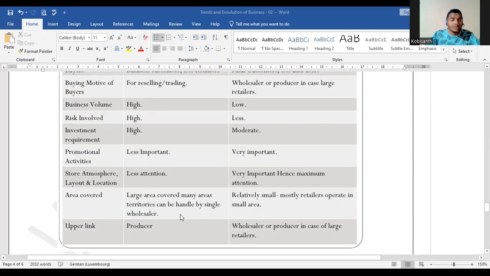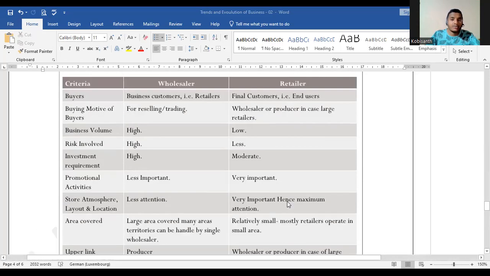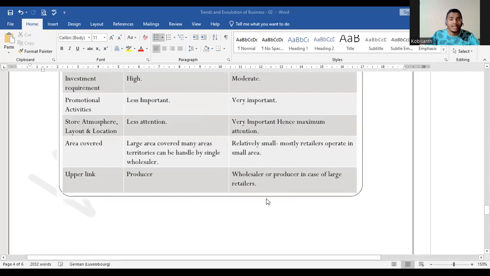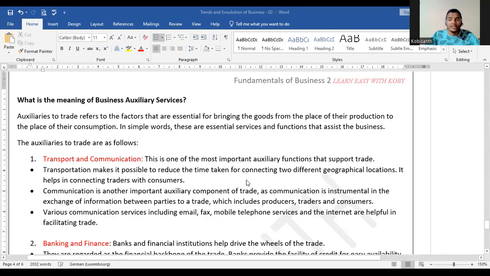Area covered, a large area is covered. Many areas and territories can be handled by a single wholesaler. Retailers are relatively small, mostly operating in a small area. Upper link: the producer or wholesaler, or the producer in the case of large retailers. All right. So to whom does a retailer sell? To whom does a wholesaler sell? That's the difference between retailing and wholesale.